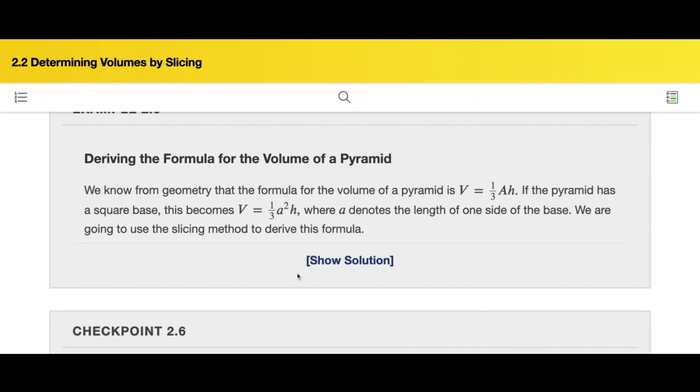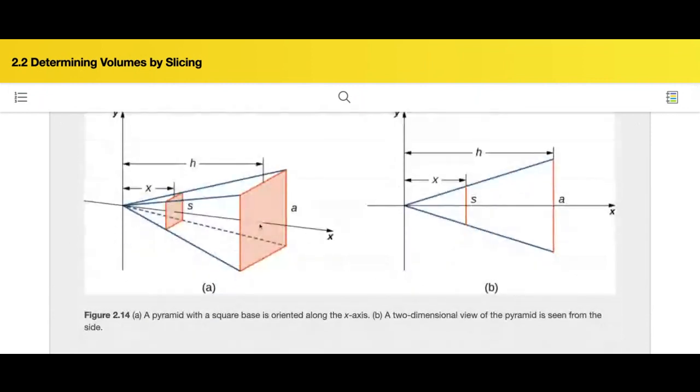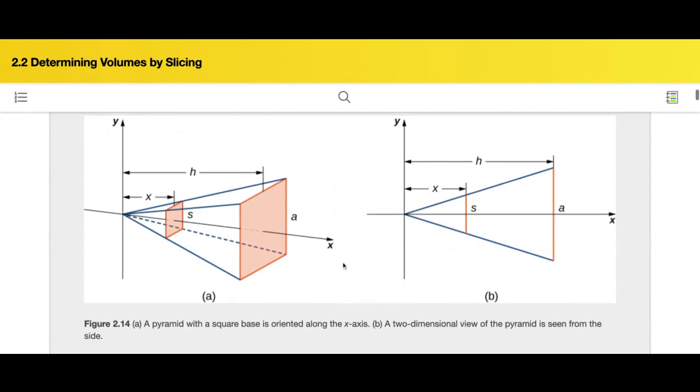We're going to use the slicing method to derive this formula. We're thinking about the section, so if we cut this way, we see the section is just a square, just A squared. So we see that's H, right? And the height is H. So basically we're putting a pyramid on the coordinates this way.